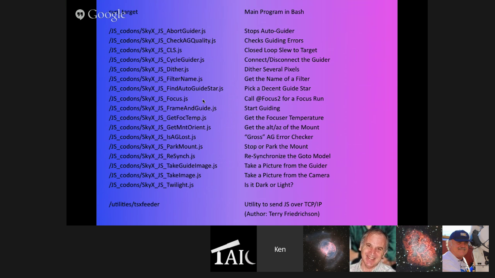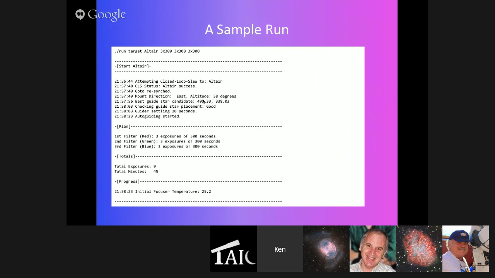So run target uses TSX Feeder to send all these JavaScripts. It looks complicated, and it is kind of hairy, but I'm surprised it does generally work. So here's a sample run. Obviously I just did this to collect some data. I got a couple of these runs, so be patient with me.